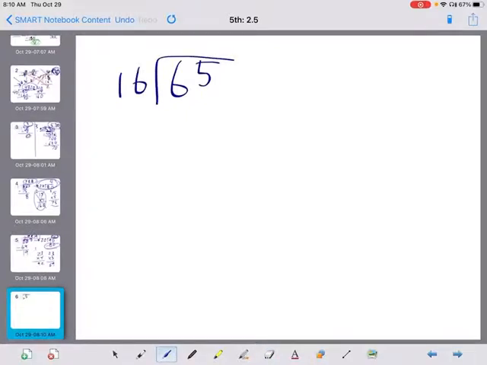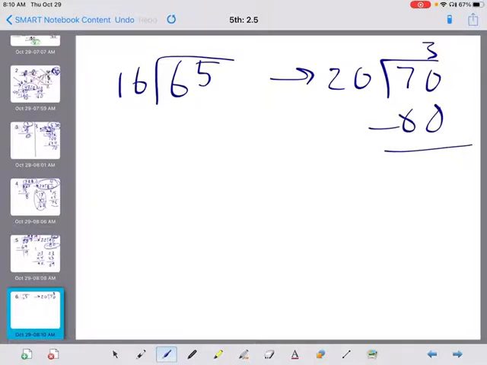$65 divided by 16. All right, you try this one, then come back and see what you get. And we're back. Let's see. 16 is going to round up to 20. 65 rounds up to 70. 20 goes into 70 3 times, because 2 goes into 7 3 times. 3 times 2 is 6, so I get 60. Okay, well, 3 is a good guess to start off with.